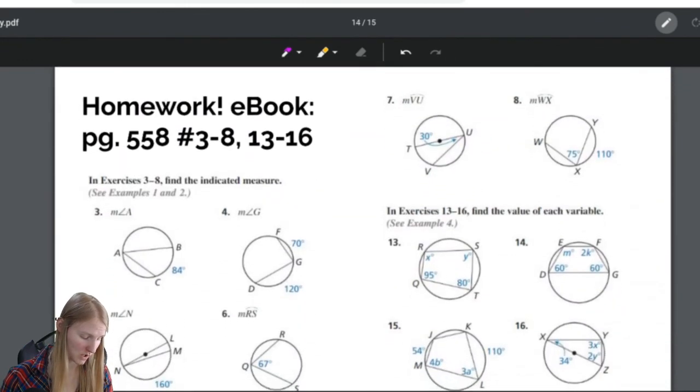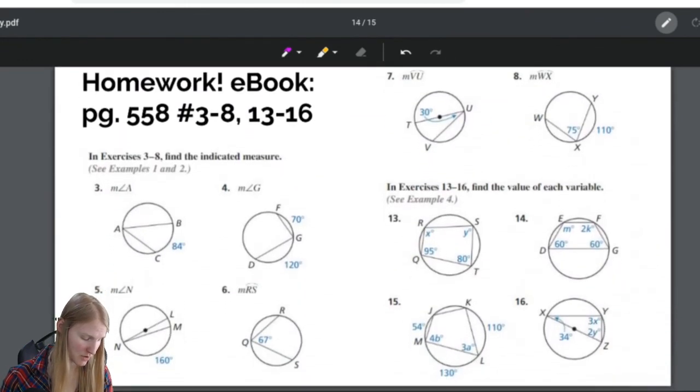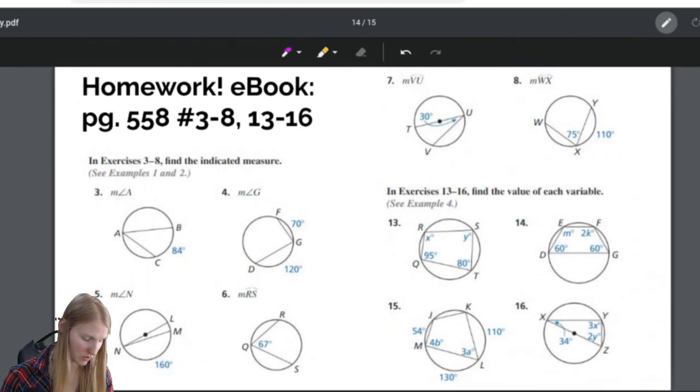This is what your homework looks like. 3 through 8 and 13 through 16. So just 10 questions. That's it. This one is like example 1 and this one is like example 4. So this is like the first example we did. This is like the second example we did.